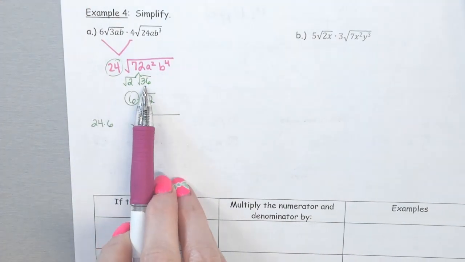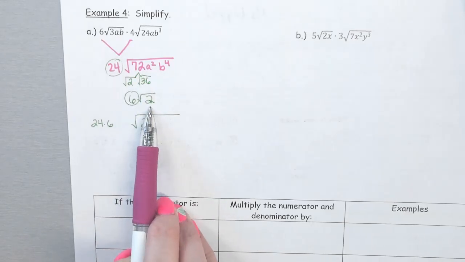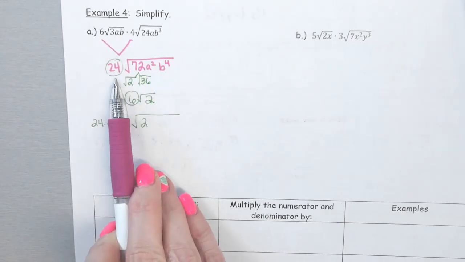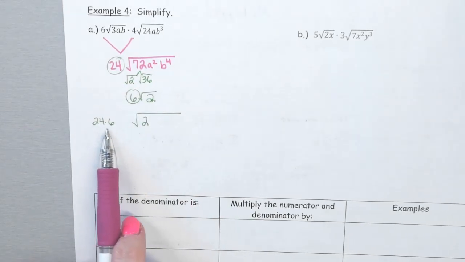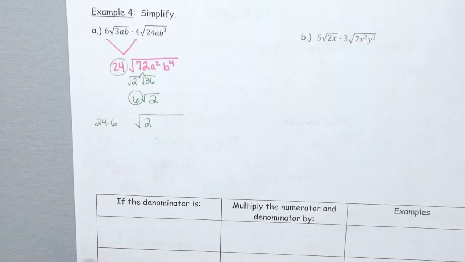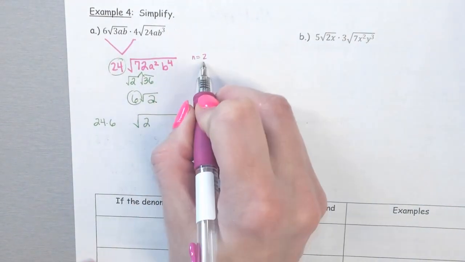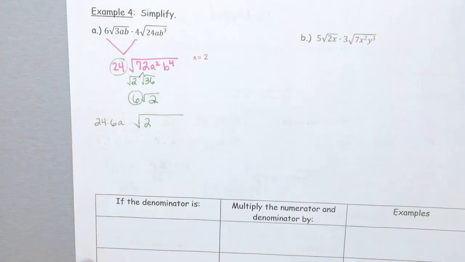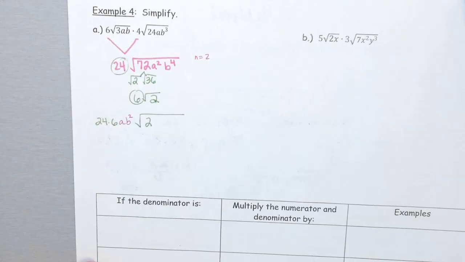So this is root 2 times root 36. Root 36 becomes 6. The 2 is going to stay inside. Because the 24 is already on the outside, we're going to end up multiplying these together in just a moment. Then the same rules apply here. If the index is 2, 2 goes into itself one time, none left over. 2 goes into 4 twice, none left over.